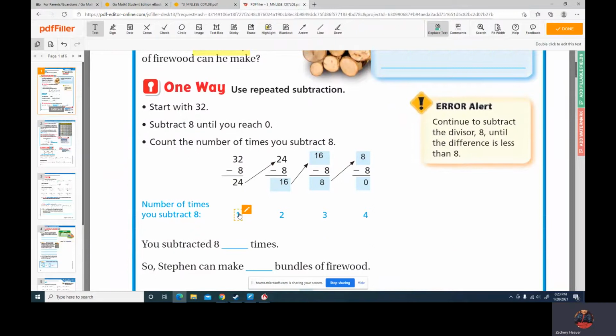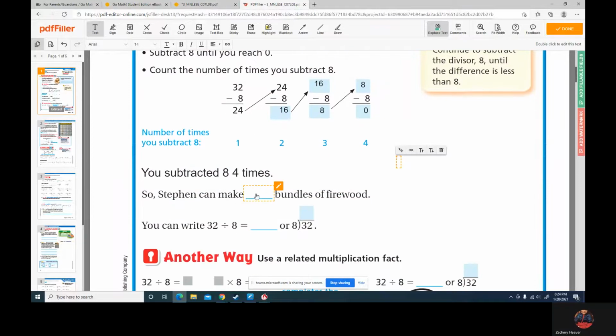And how many problems do we have? Well, we have 1 problem, 2 problems, 3 problems, 4 problems. So we subtracted 8 4 times. Okay. So Stephen can make 4 bundles of firewood, which tells us that 32 divided by 8 equals 4. And you just do the same thing right here. 4.